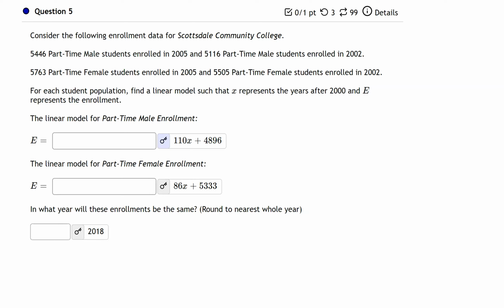And the way that we're going to do that is by using the equation E equals 110x plus b. Now, we had two ordered pairs, so we could plug either of those into the equation. I'll just use this ordered pair. So I know that the enrollment was 5,116 2 years after 2000. So I'm replacing E with 5,116 and I'm replacing X with 2. And the b value is the thing that we're trying to figure out.